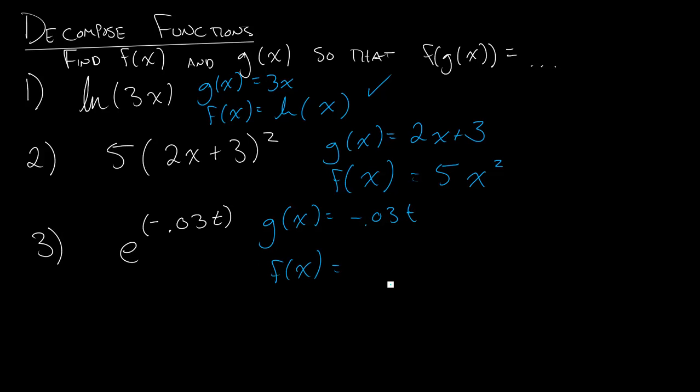So the outer function, I'm taking e to whatever I got before. So that's e to the x, right? And I have messed up some of my letters here, but these could both be t's, right?